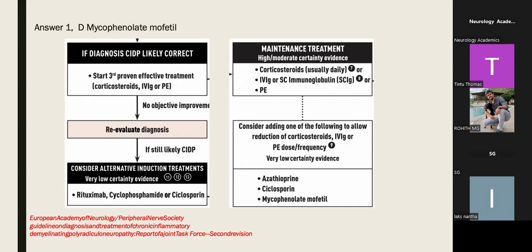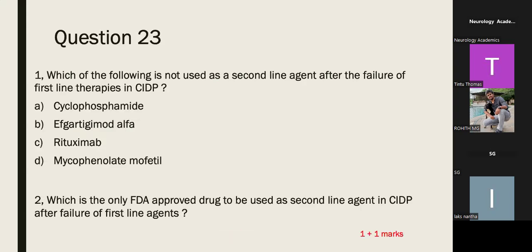And recently, this drug called efgartigimod alpha got approved to be used as a second line after the failure of first line therapy in CIDP. So out of these, for the first part of the question, the answer is D, mycophenolate mofetil.